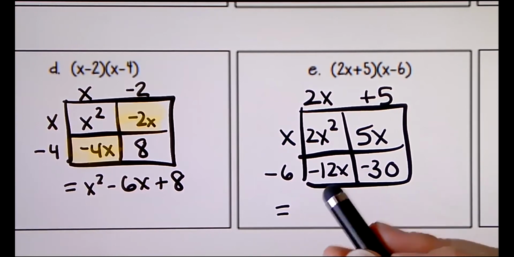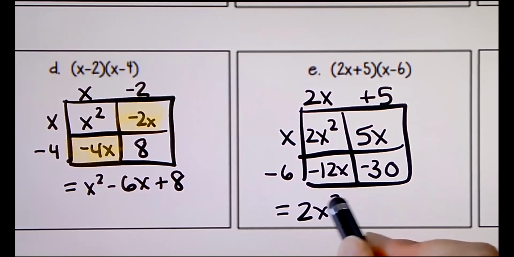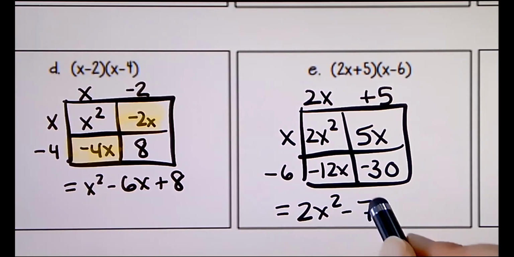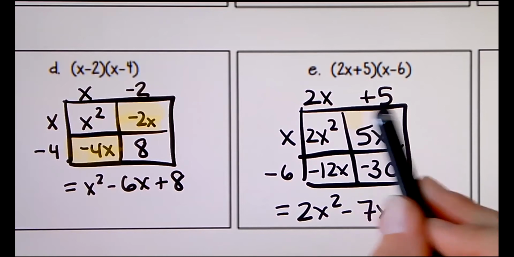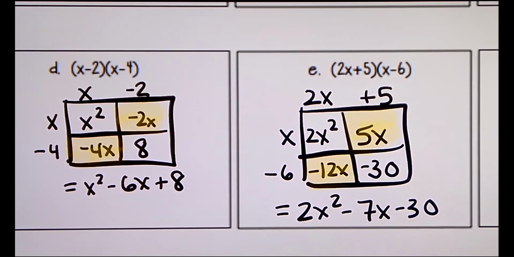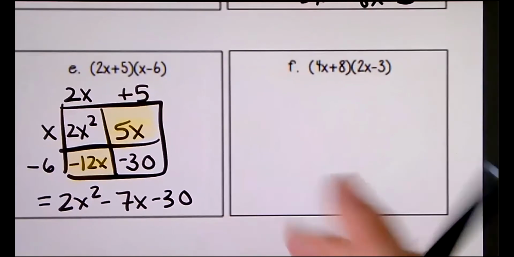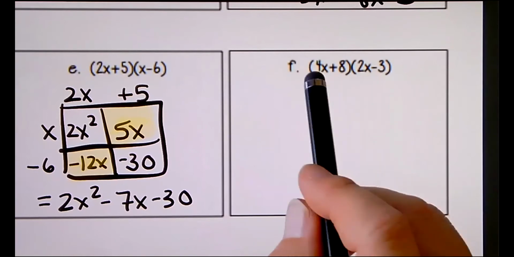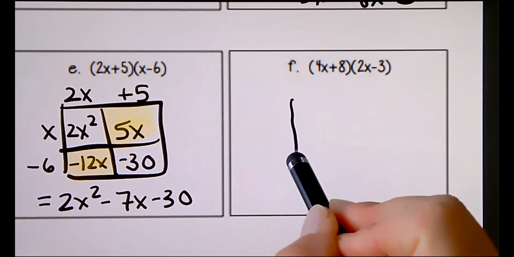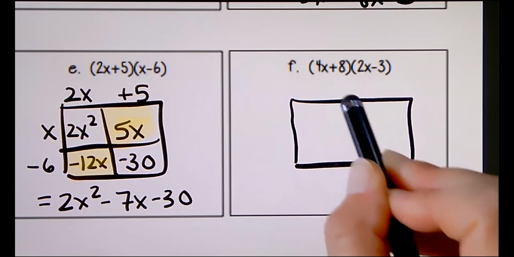So I'm going to combine these. I'm going to get 2x squared minus 7x minus 30. Again, let me just highlight my like terms here. Those are my like terms. And last one of these. Okay, 4x plus 8, 2x minus 3. We got numbers, coefficients, we call that, in front of both of our x's this time.